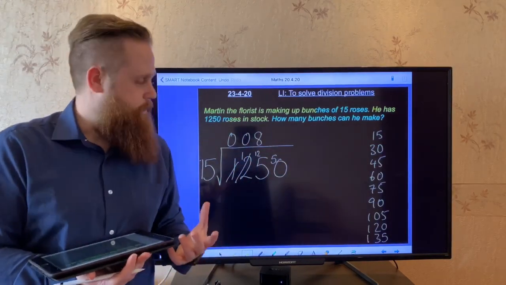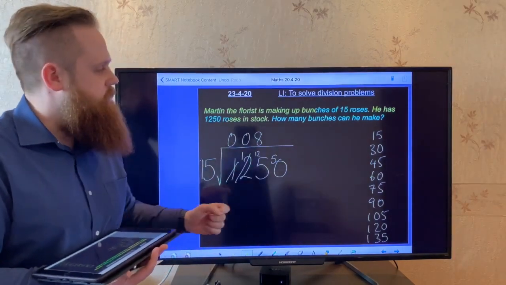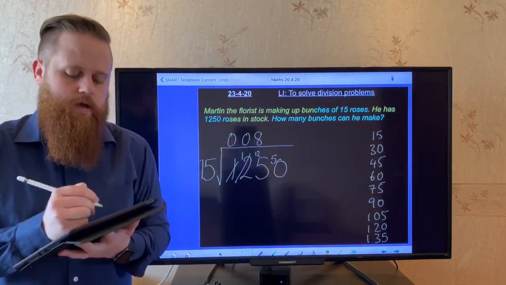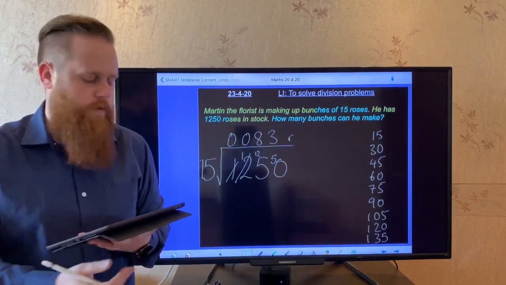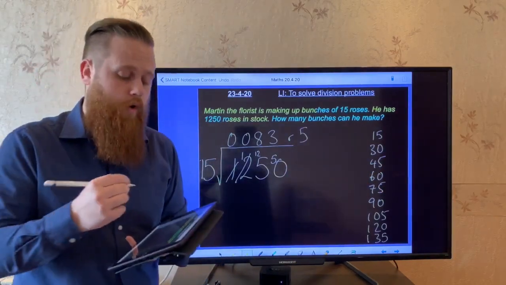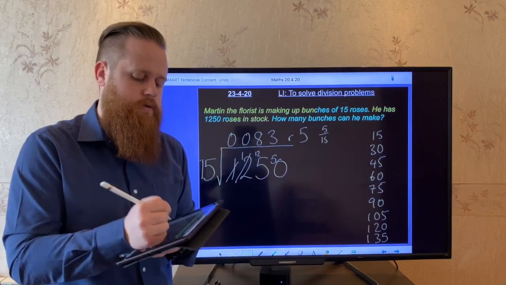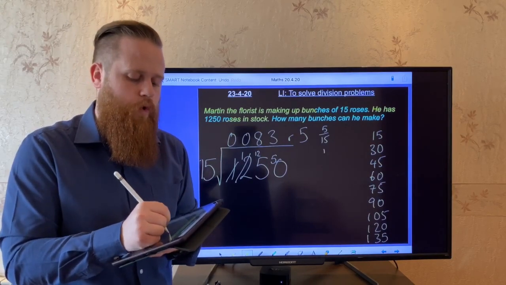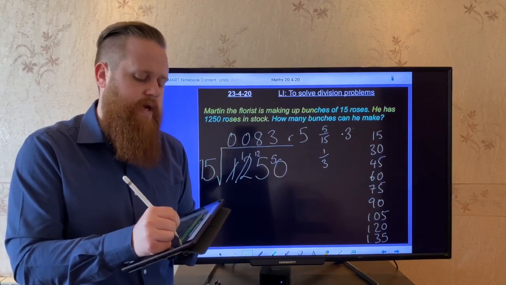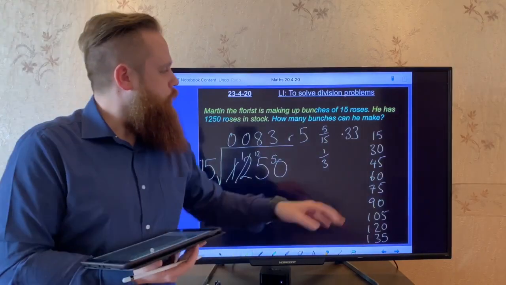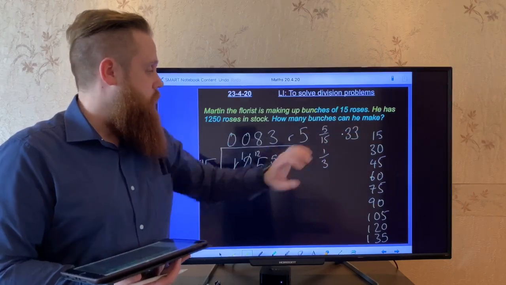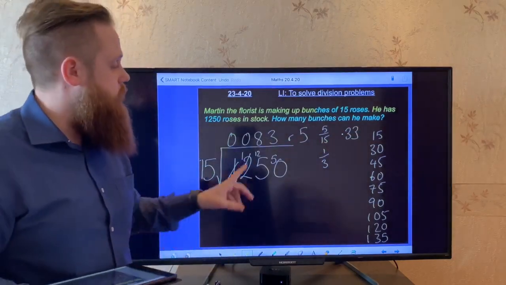So I've now got 50. Okay then, 50 divided by 15, well 50 is between 45 and 60, so it's 1, 2 and 3. So it's 3 with a remainder, okay, from 45 to 50 with a remainder of 5, or 5/15, which simplifies down to 1/3, or if you know that's a decimal place, would be 0.33, okay? Now, none of this really matters to me because this is not making a whole bunch of flowers. So how many full bunches can he make?